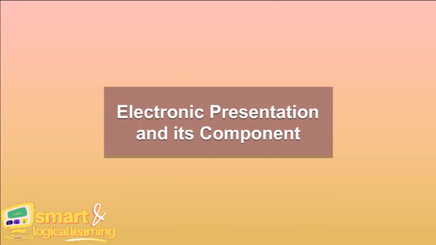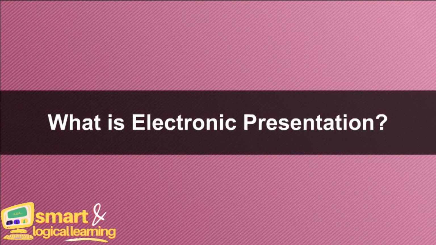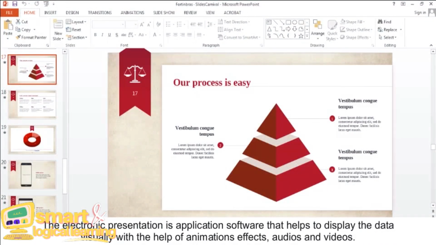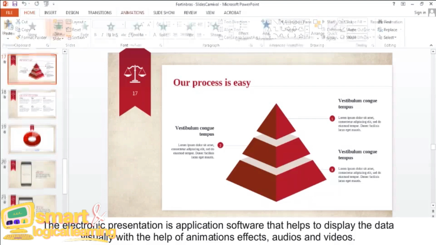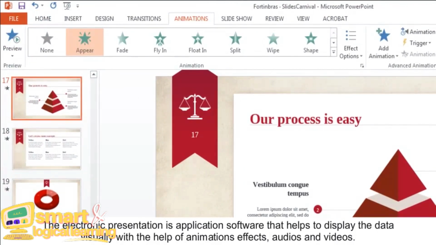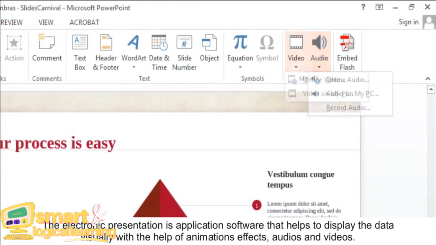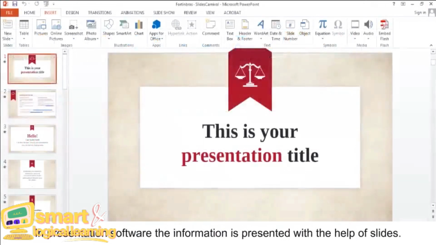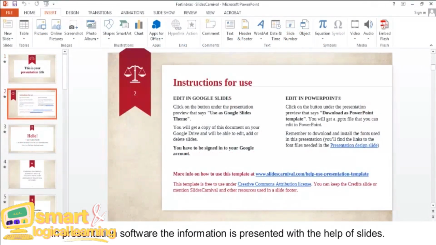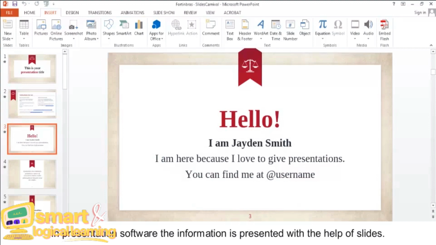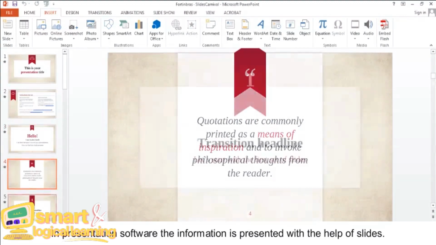Electronic presentation and its component. What is electronic presentation? The electronic presentation is application software that helps to display the data visually with the help of animations effects, audios and videos. In presentation software, the information is presented with the help of slides.